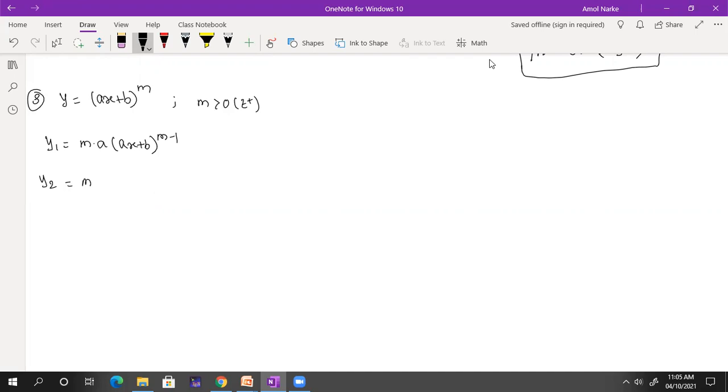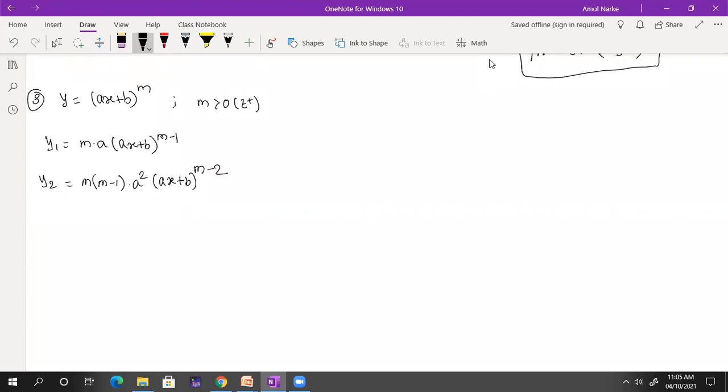So it will be m into m minus 1 into a squared into (ax plus b) raised to m minus 2. How is it m squared? No, I don't multiply that part. No need to multiply. Once you multiply, you will get a very confused statement. We want a very straightforward form. So m into m minus 1 into a to the power 2, into (ax plus b) raised to m minus 2.